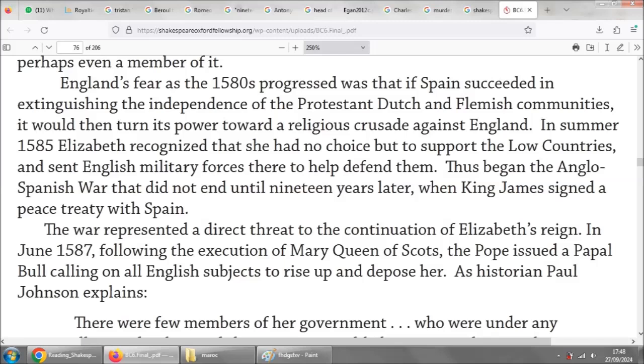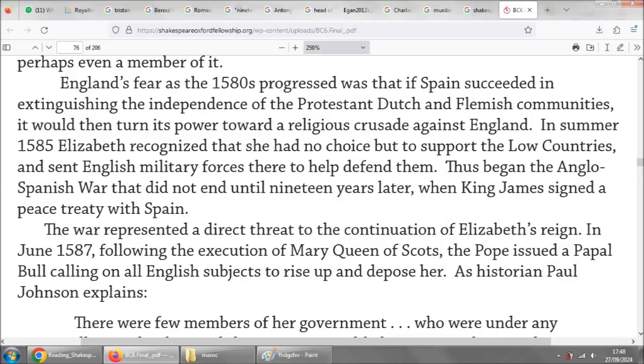England's fear as the 1580s progressed was that if Spain succeeded in extinguishing the independence of the Protestant, Dutch and Flemish communities, it would then turn its power toward a religious crusade against England. In summer 1585, Elizabeth recognized that she had no choice but to support the Low Countries and sent English military forces there to help defend them.